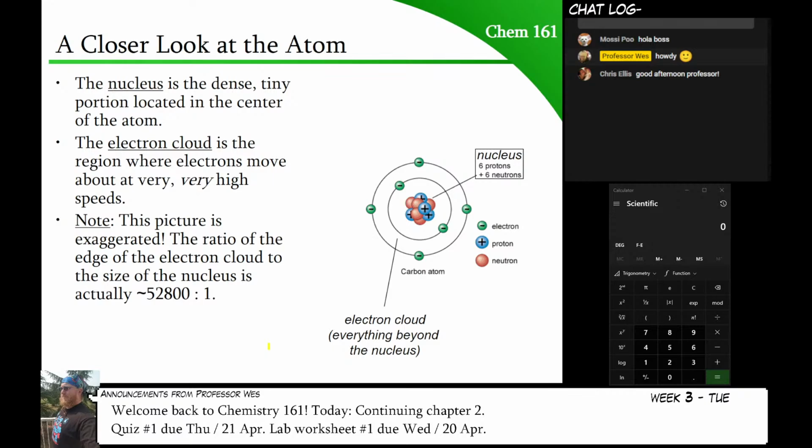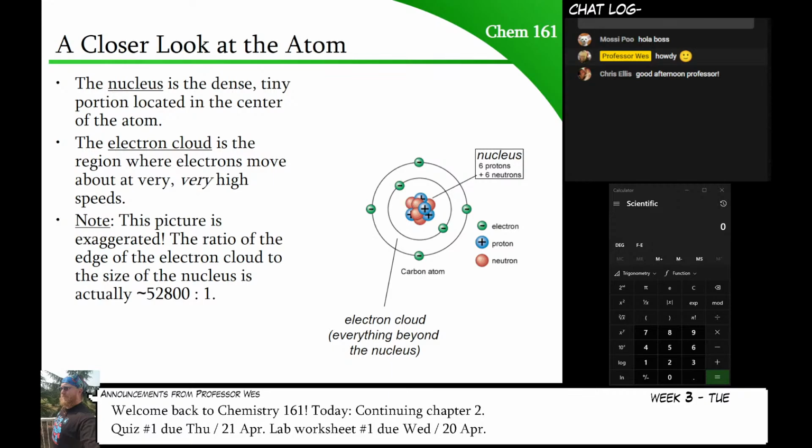Also, something to note is that the diagram on here is very exaggerated. This nucleus is 52,800 times too big. And so what we should actually have is, if the nucleus was this large, which on my screen is about an inch, that means that I would draw the electron cloud 52,800 inches away. 52,800 inches to miles would be roughly 0.8 miles. So if I were to leave the nucleus this size, the edge of the electron cloud would reach a distance of 0.8 miles across.